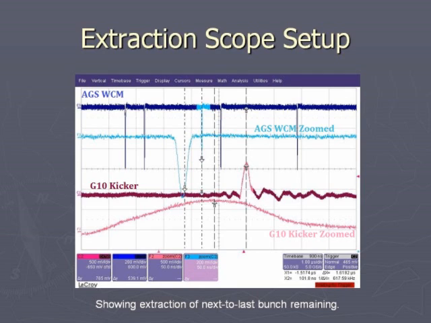So this is the next to last extraction, right? We have 4 bunches in the ring, we have 2 circulating, then 2 circulating, and then after the G10 kicker there's only 1. Right, so this is a similar picture in reverse to the booster injection picture, where we're seeing 2 bunches, 2 turns, and then on the next turn, there's only 1 bunch.